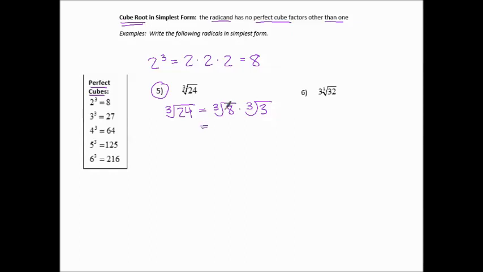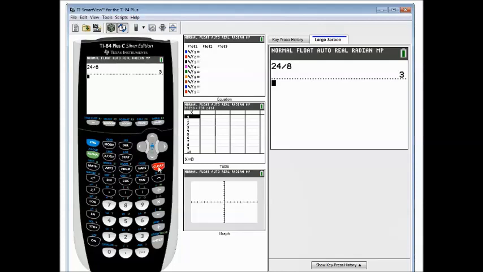And I know that the cube root of 8 is 2. And I have the cube root of 3 left over. So now I've simplified the cube root of 24 to be 2 times the cube root of 3. Always check to make sure this number cannot be divided by any numbers on my list, and it can't. Again, we can check using our calculator.